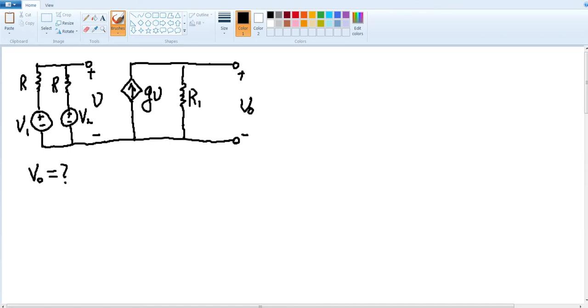So in order to calculate this circuit, we notice that there are two independent sources, so we can do superposition. We can first turn off V2 and only keep V1 inside the circuit and see what is the contribution from V1 onto this output voltage. Let's draw the equivalent circuit. Remember, removing a voltage source is equivalent to putting a short there.